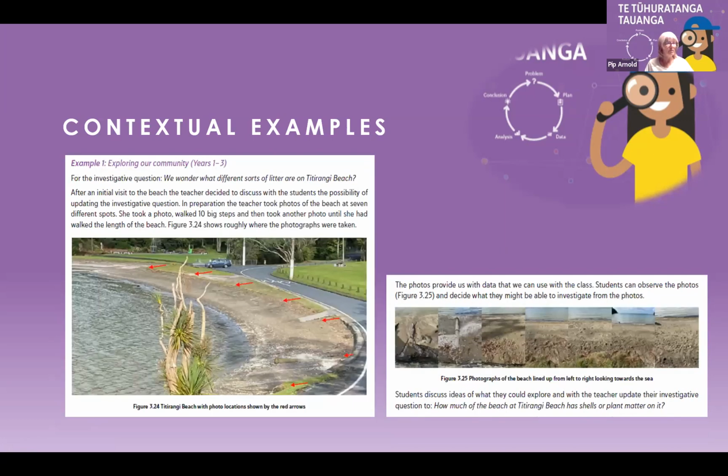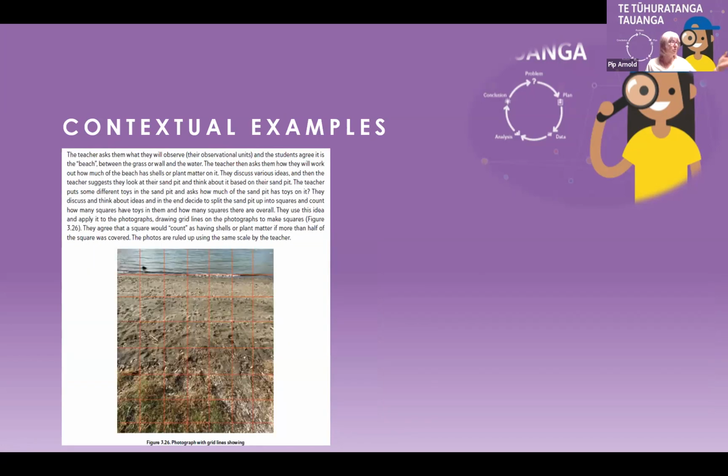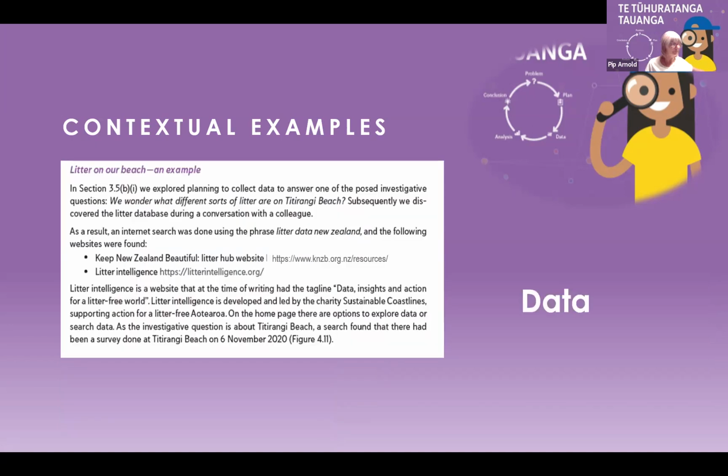And then we move into a little bit more about how we went about doing it. When we looked at the beach, there wasn't much litter. It was kind of cool, I was pretty happy. But maybe we look at something different. So the question changed. Once we got down there and had a look at it, things changed. And then we talk about how we might use a grid method to work out how much of the beach is sand and how much of it is shell or plant matter. All right, so that's the sort of stuff that's in the book and the contextual examples that we might use.